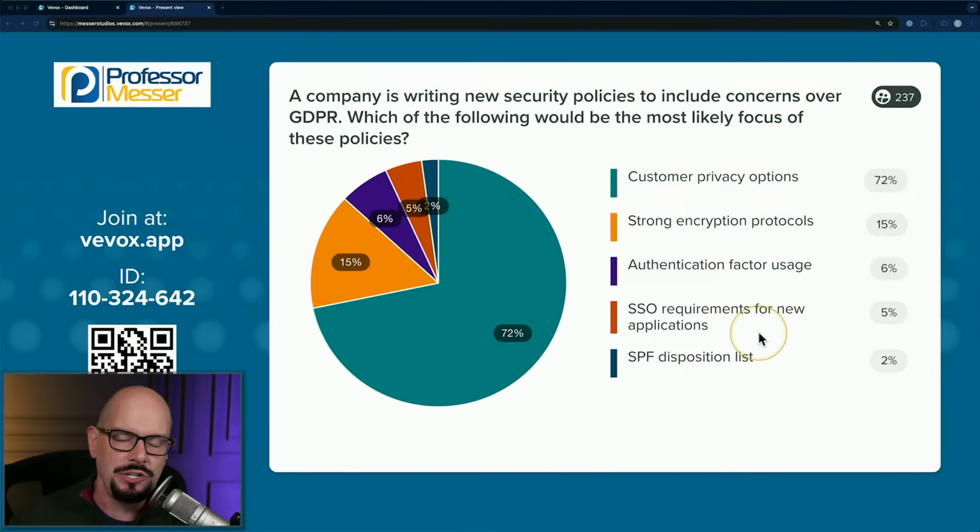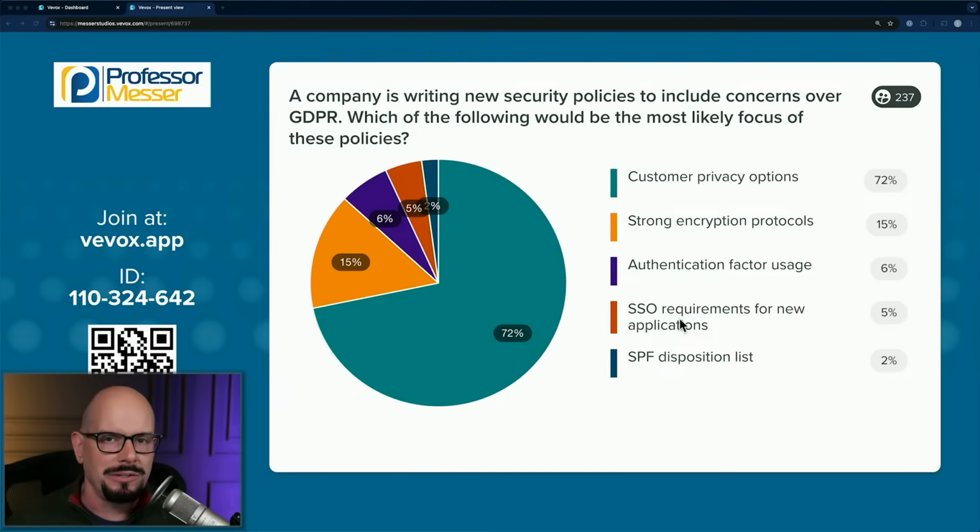SSO requirements for new applications. The single sign-on functionality of an application is not at all related to GDPR. It's kind of nice to have, of course. Having a single sign-on just makes it a lot easier to be able to use the resources on your particular network. It has nothing to do with the privacy of your personal information and how it works.